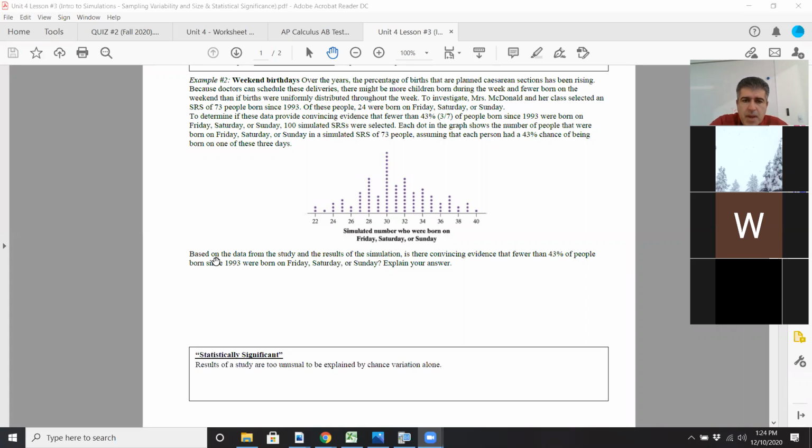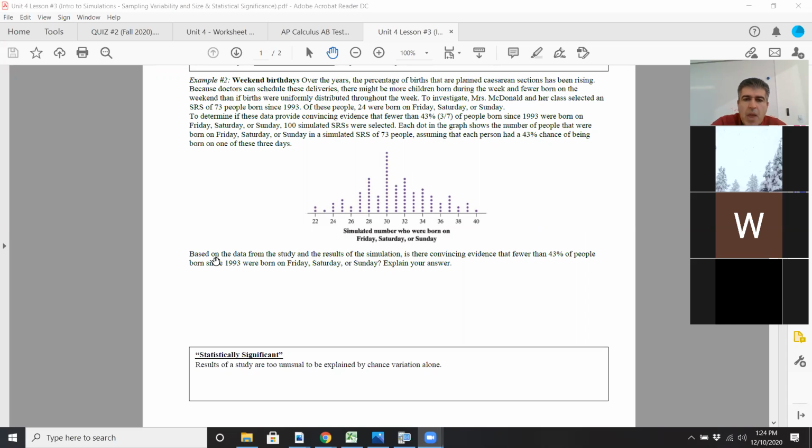In a simulated simple random sample of 73 people, each person had a 43% chance of being born on one of these 3 days. Okay, so let me backtrack a little bit because there's a lot of information here. Why are we doing 3/7? Because there's 7 days in a week, right? Friday, Saturday, Sunday. So you have a 3/7 chance of being born on a weekend, whereas you have a 4/7 chance of being born on Monday through Thursday. So that's why we chose 3/7.